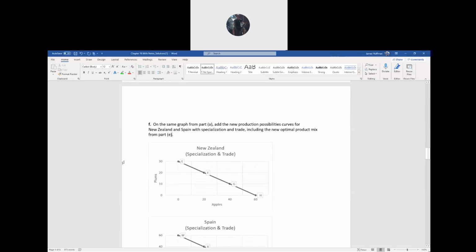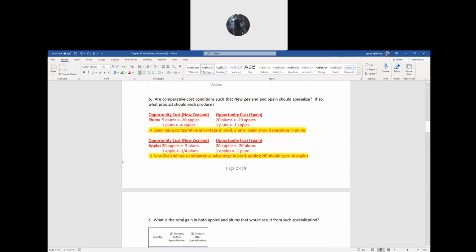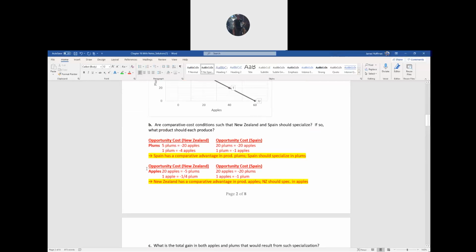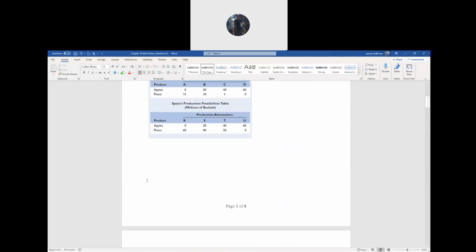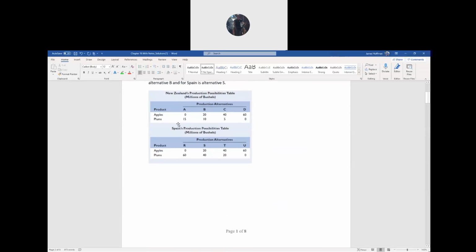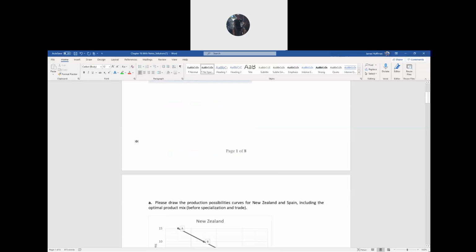All right. So for New Zealand, they're going to specialize in apples, and that means they're going to produce all the apples they can, which is 60. All right. So we'll start here. So basically, to do the last part, to do the graph, just start with the specialization point for both, which is point D, 60 apples, 0 plums for New Zealand, and point R, 0 apples, 60 plums for Spain.